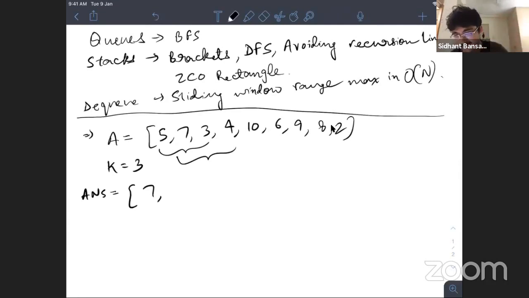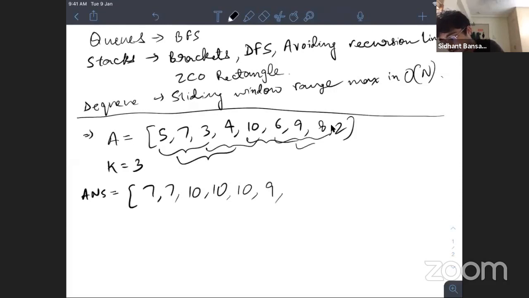So the answer is the range max of all 3 consecutive bunches. For the first, it's 5, 7, 3, max of all 3, which is 7. The next is 7, 3, 4, so the max is again 7. The next is 3, 4, 10, so the max is 10. The next is 4, 10, 6, the max is again 10. The next is 10, 6, 9, the max is again 10. The next is 6, 9, 8, the max is 9. The next is 9, 8, 2, the max is 9. So you actually have to print this answer array. That's the objective of the question.